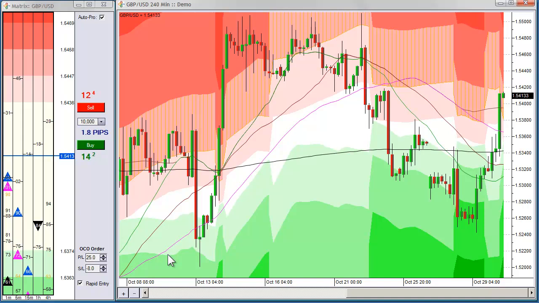So I hope this is helpful in understanding what you're actually looking at in the matrix here and how to relate that to the charts.